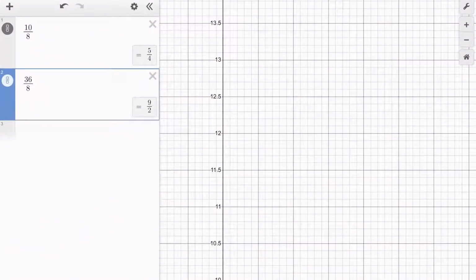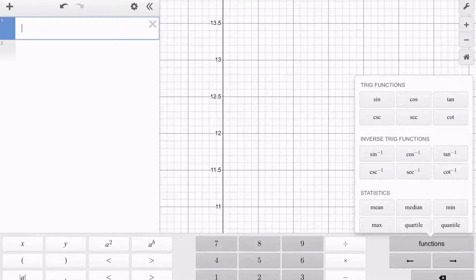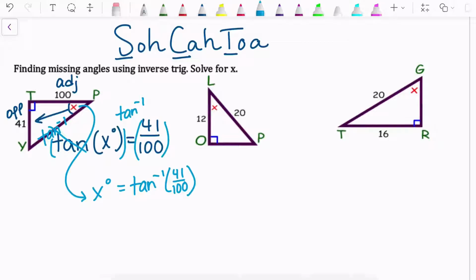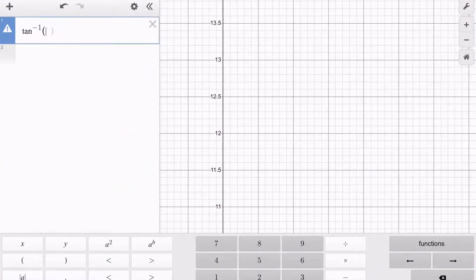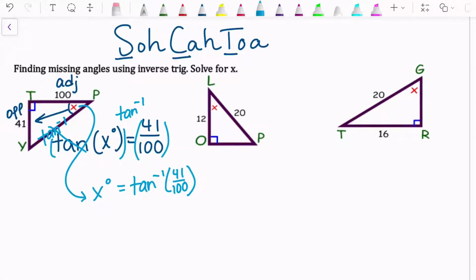If you're using Desmos, you need to make sure that your wrench tool is in degrees. Then to find the inverse tangent, you just click on the functions button and there's inverse tangent. And, bad memory, what were the sides? 41 over 100. That gives me 22.3 if I'm rounding to the nearest tenth. So I have 22.3 degrees.